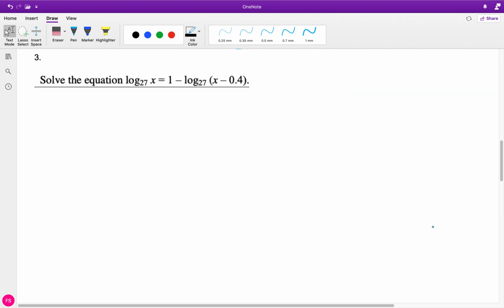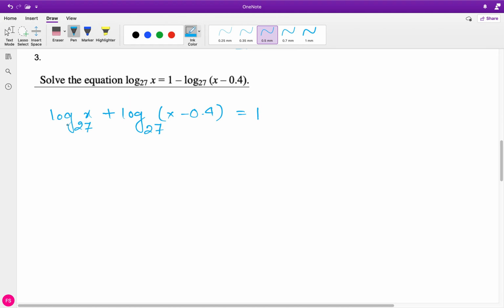Okay, similar type. So I'm going to move all the logs to one side and leave the numbers on the other side. This will give me log of x to a base of 27 plus log of x minus 0.4 to a base of 27 as well. This equals 1. I just moved this whole thing to that side. The sign was negative, so when you moved it to the other side, it became positive.